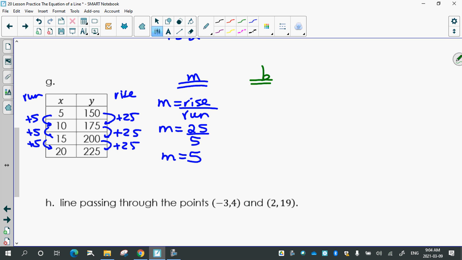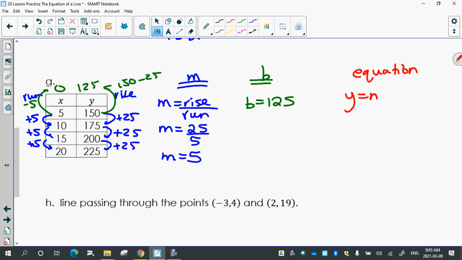Tell me how you got the initial value b. Amelia. After 5, and then subtract 25 from 150. And what did you get when you did 150 minus 25? 125. Very good. How many people got 125 for their b? Very good. So your equation would be, someone want to tell me their equation? Amelia? Y equals 5x plus 125. Yes.